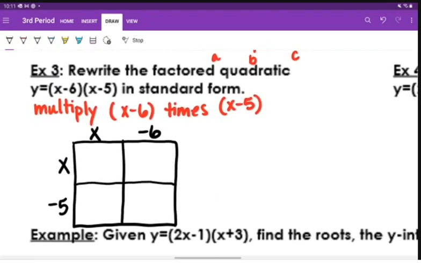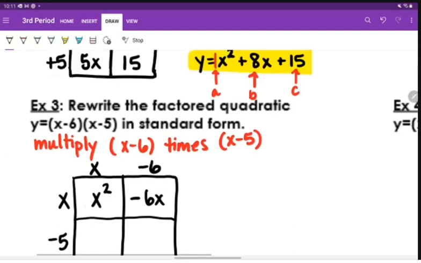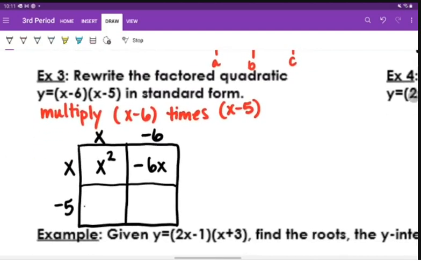In my upper left box, we get x squared. Upper right, we get -6x. Bottom left, -5x. And bottom right, pay close attention to those negatives. We get -6 times -5, which multiply together to give us a positive 30. I see some erasers going. It's an easy mistake to make.